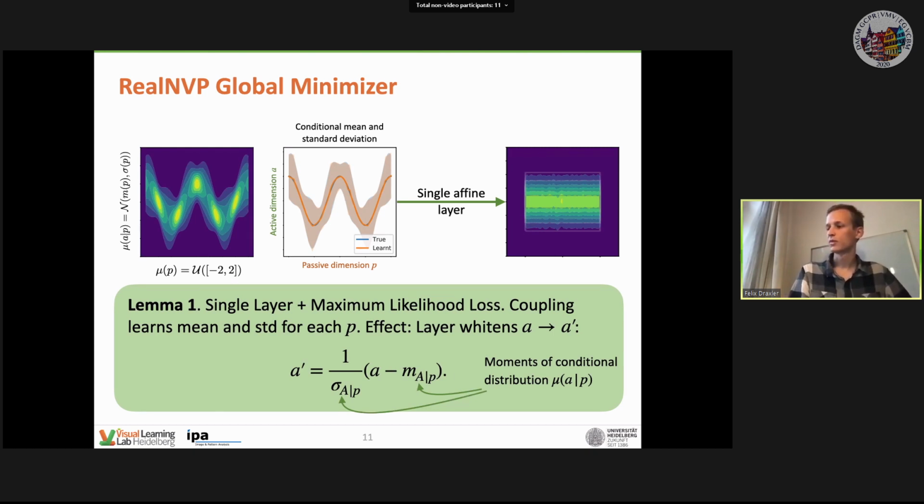And then the effect of this layer is that it whitens the data for each P. So we subtract the mean for each P and divide by the standard deviation so that all the distributions have the same form in this example.